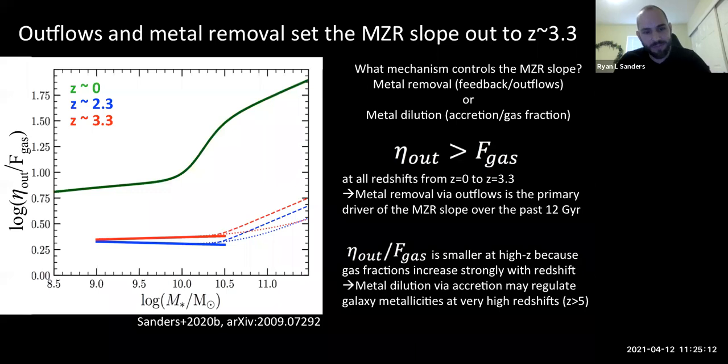But you can see that in our high redshift samples, the ratio of the mass loading factor to the gas fraction is actually much smaller than it is at redshift 0. And so if we extrapolate this trend, we might reach a case around redshift 5 or so, where actually the metal dilution mechanism takes over as the dominant mechanism in regulating galaxy metallicities. And so measurements with James Webb at redshift 4, 5, and 6 is going to be really interesting to understand whether or not that takes place.